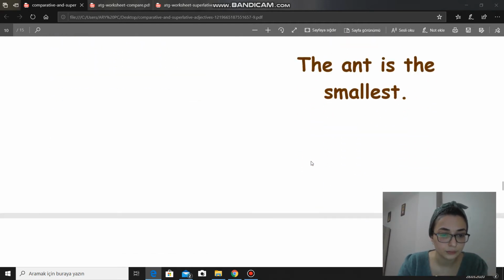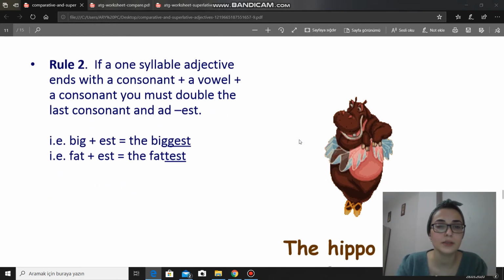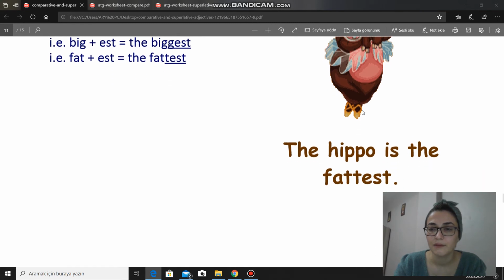So, next rule. If a one-syllable adjective ends with a consonant, a vowel, a consonant. Sessiz, sesli, sessiz harf kombinasyonumuz burada da geçerli. We must double the last consonant and add est. Big, the biggest. Fat, the fattest. We have consonant, vowel, consonant with double the last consonant. The hippo is the fattest.